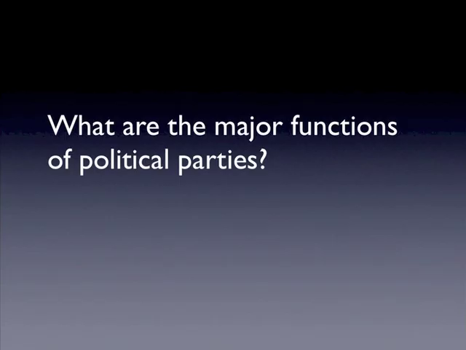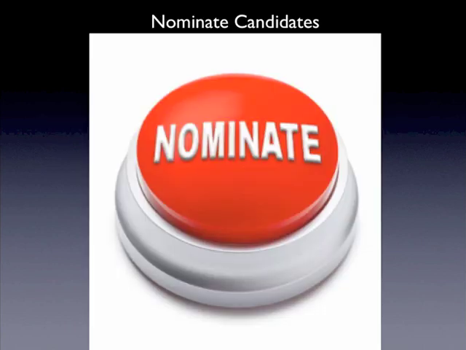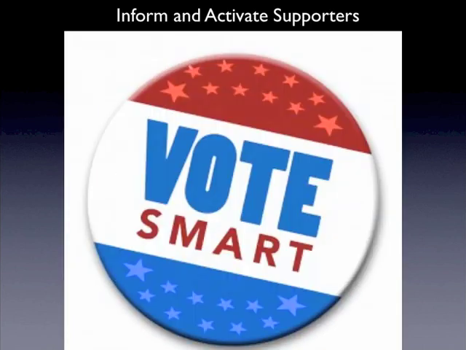What are the four major functions of political parties? Political parties nominate candidates. They recruit, choose, and present candidates for public office. Political parties inform and activate supporters. They campaign, define issues, and criticize other candidates.